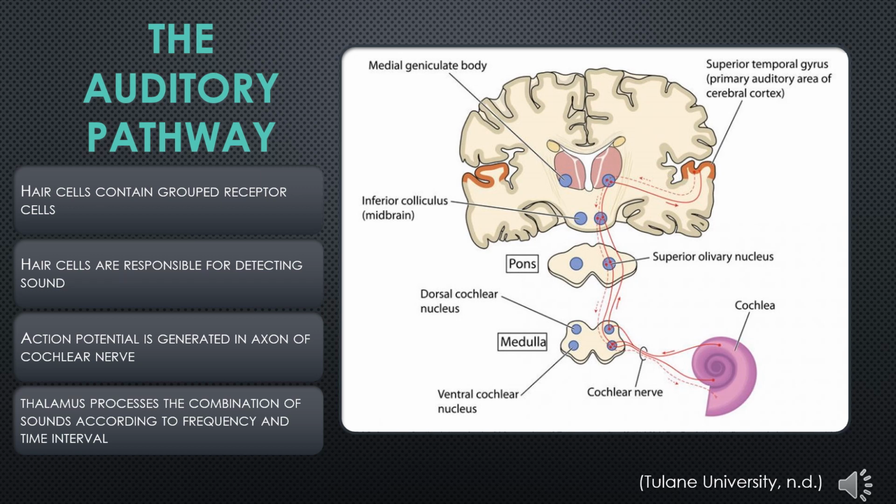The auditory stimuli are relayed to the thalamus, which is believed to process the combination of sounds according to the frequency and time interval. The thalamus stimulates neurons of the primary auditory cortex and the temporal lobe, which contributes to the conscious awareness of sound, analysis of location, pitch, and loudness.